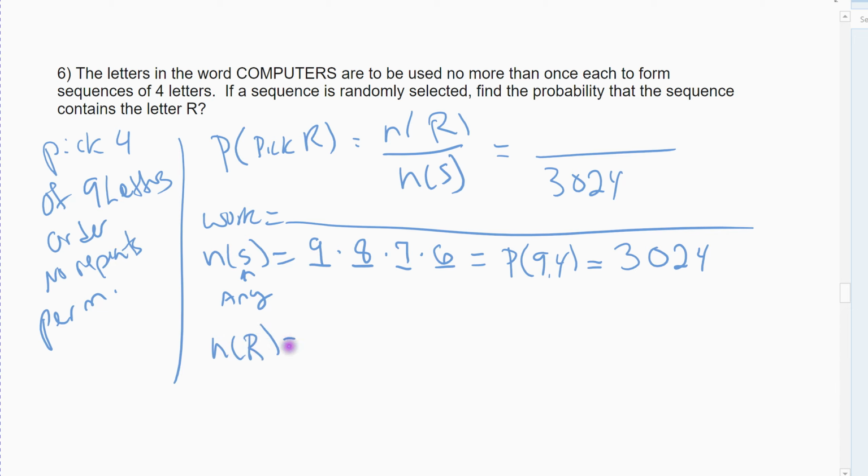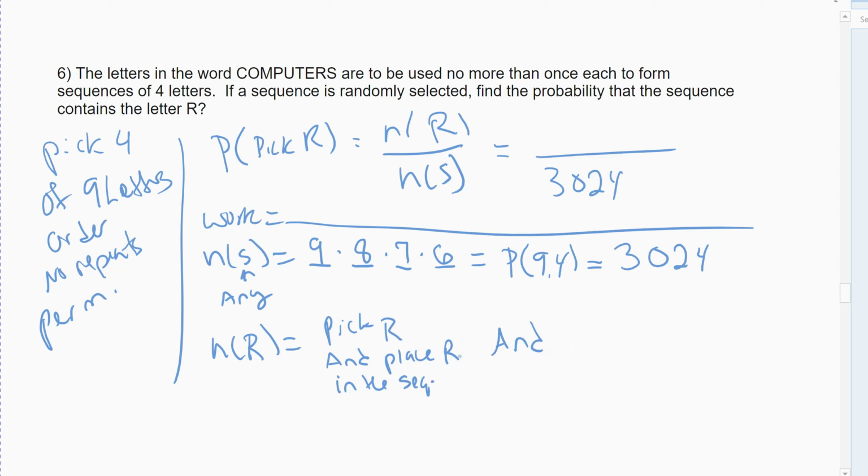Now my subsets. How many of the 3,024 contain the letter R? Always start with what you want. I want to pick R, but there's more than that to just picking R. R could show up in the first spot, second spot, third spot, or fourth spot. So not only do I have to pick R, but how many places can R show up in my sequence? I'm just going to say pick R and place R in the sequence. How many ways can I pick R and place R in a sequence?